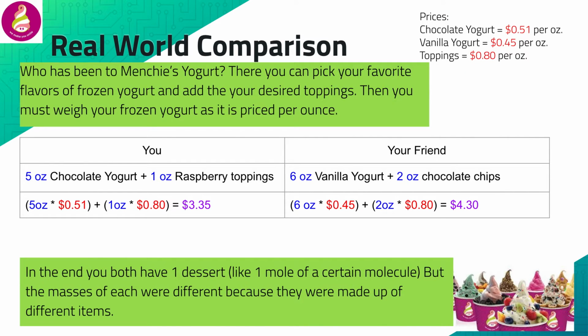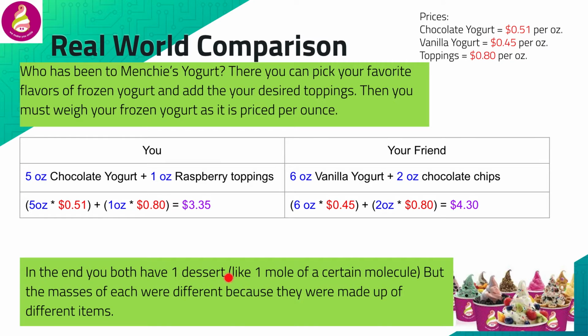For chocolate yogurt, it was 51 cents per ounce. And vanilla yogurt, it was 45 cents per ounce. Toppings is 80 cents over here. So what you did to figure out your total cost was 5 ounces of chocolate times 51 cents plus 1 ounce of toppings at 80 cents each equals $3.35. Your friend, 6 ounces times 45 cents per ounce and 2 ounces of toppings times 80 cents equals $4.30.